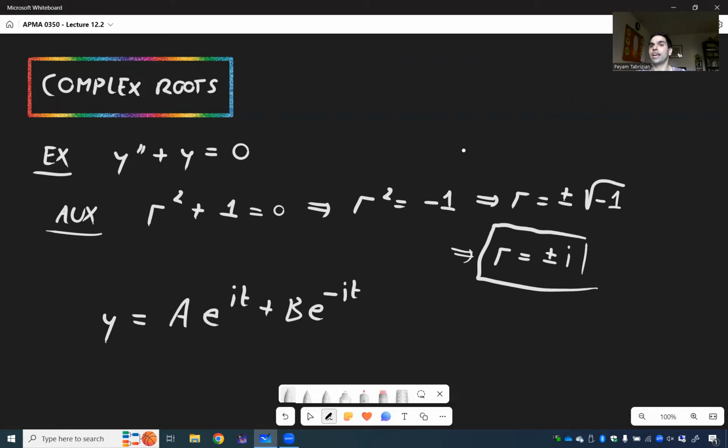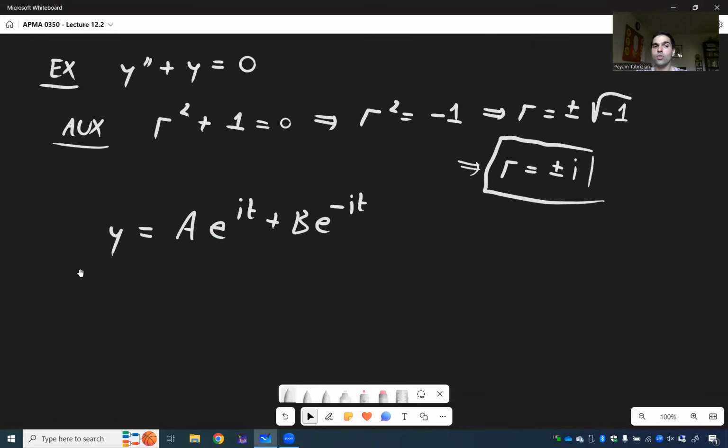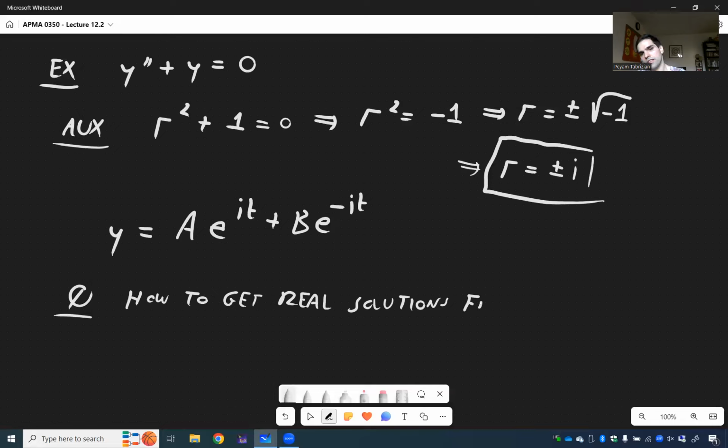However, this is very strange because we start with a real differential equation, which models real processes, like oscillations for instance, but here we have a complex solution, which we do not like very much. So the question is, how do we get real solutions from this? I mean, let's get real.